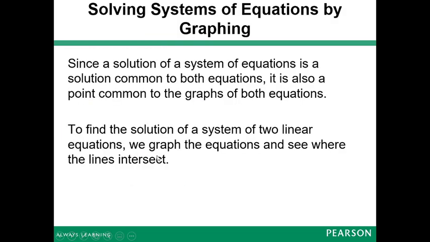Let's continue. System of equations: a solution is common to both equations. There is also a point common to the graph of both equations. In economics you can call it equilibrium. To find the solution of a system of two linear equations, we graph the equations and see where the lines intersect. What I'm trying to say at this moment is that if we have the Cartesian plane here, with the x and the y-axis.